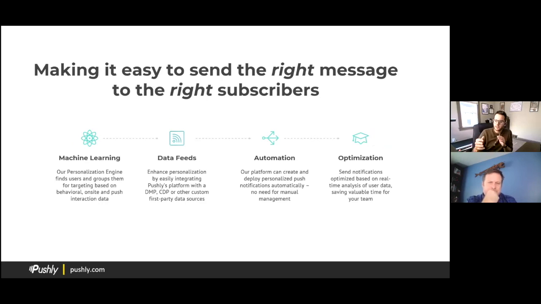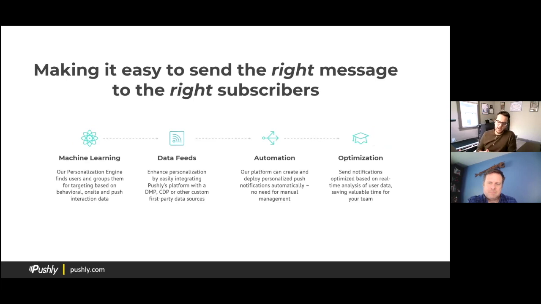To touch on how we think about this, and the four pillars of how we work: we leverage machine learning, also known as smart segmentation, also known as personalization engine. We call it a lot of things. It's really cool, and I'm going to show you what it looks like. But basically what our system allows you to do is target users with notifications based on what they do on your site, which notifications they engage with, and any first party data that you have.